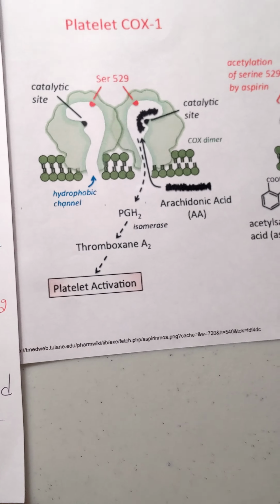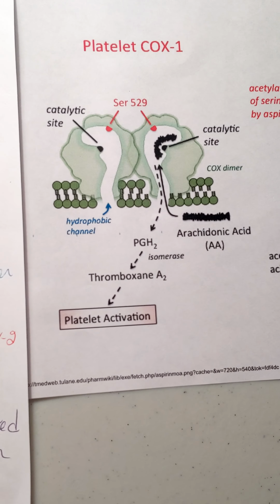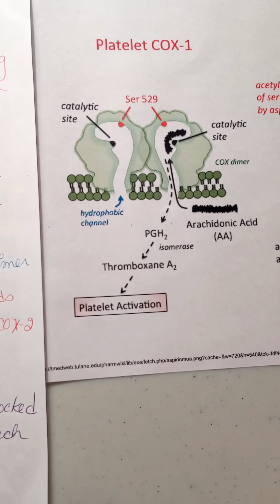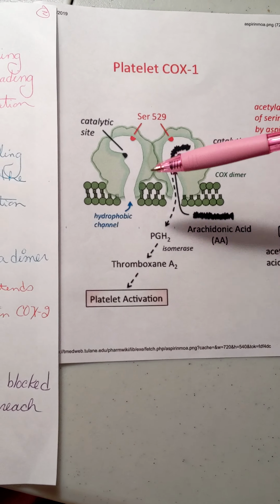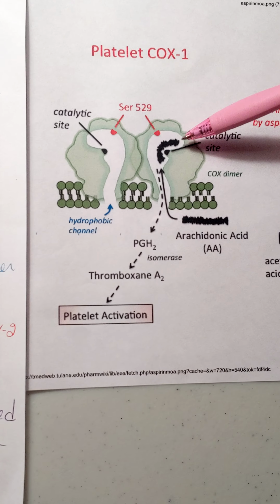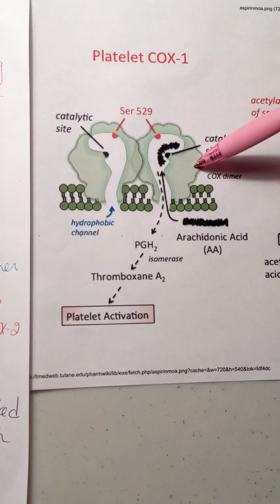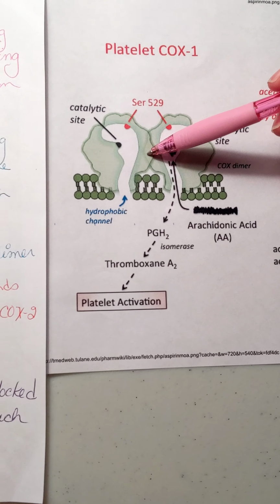The serine amino acid is acetylated, and the channel is blocked, and the arachidonic acid can no longer reach the COX catalytic site. So I'm going to try to explain it here, but these are dimers. They're two identical dimers that are formed from these COX-1.